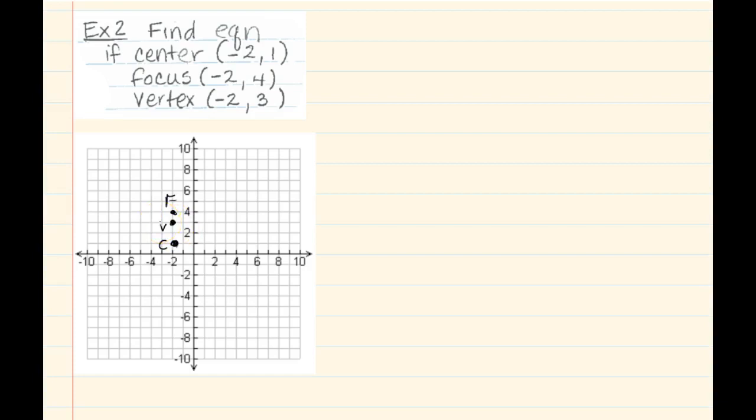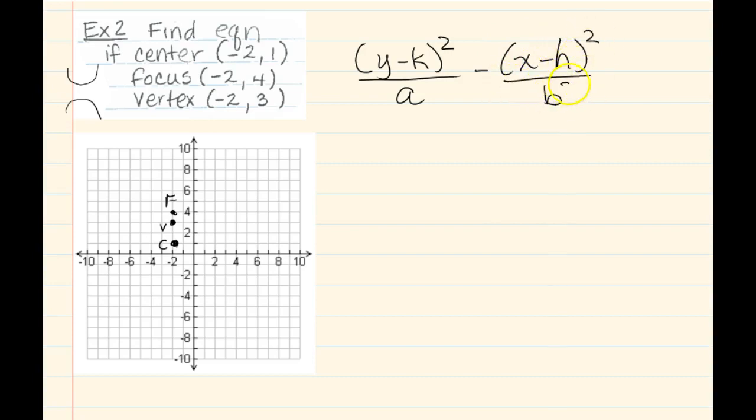So just by that, we can see that this graph is going to be opening up and down, because our vertex is above our center, and more importantly, our focus is above that. So we know that it's going to be up and down. So for up and down, our equation is going to be (y minus k) squared over a squared minus (x minus h) squared over b squared is equal to 1. So that's our equation. We just need to start filling it in.